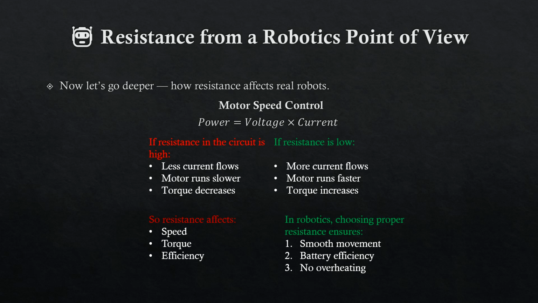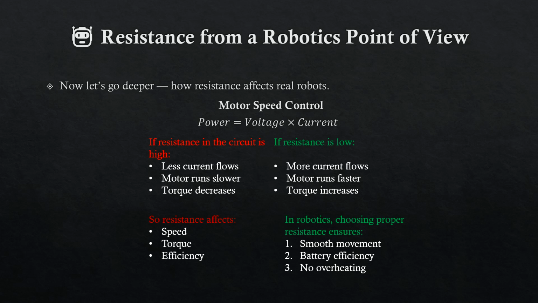Now we are going to see resistance from a robotics point of view, or how resistance is used in robotics and its effect on real robots. So for starters, we are going to talk about motor speed control by resistance. As you all know, the formula of power is power equal to voltage into current. So how does resistance affect this?